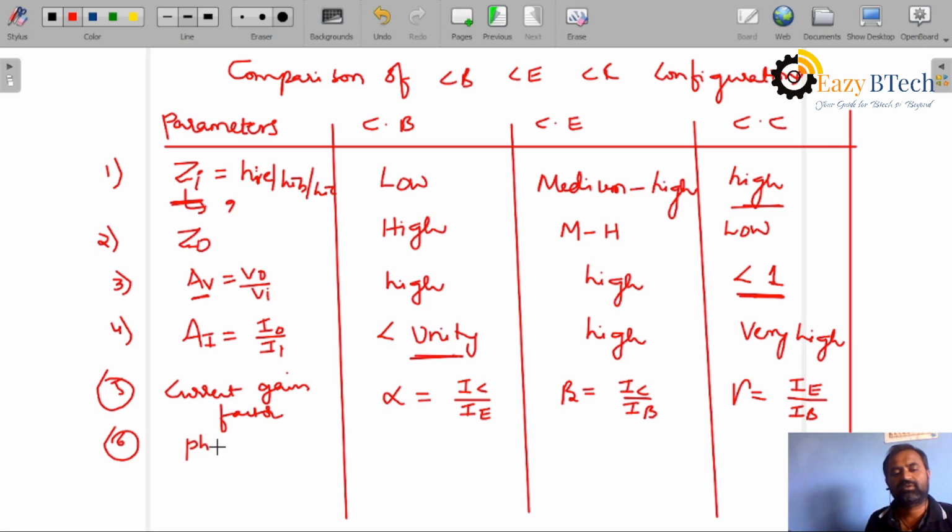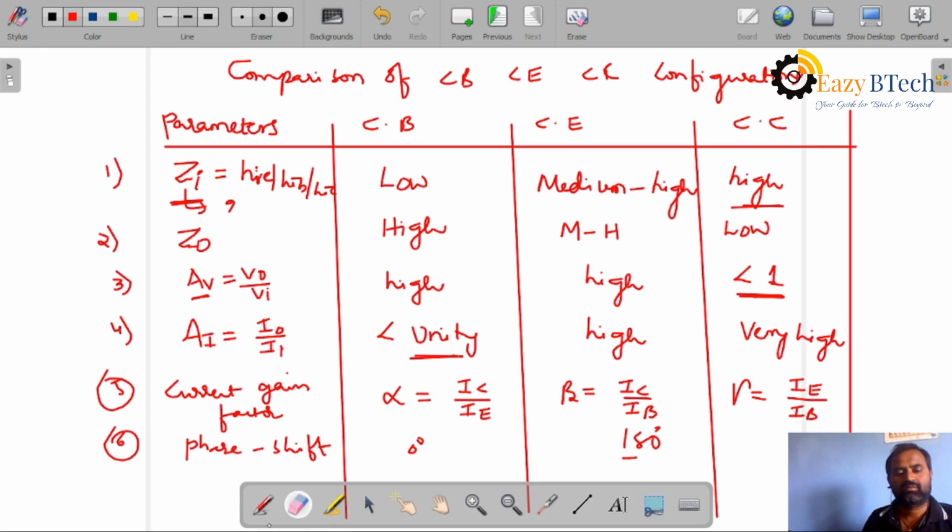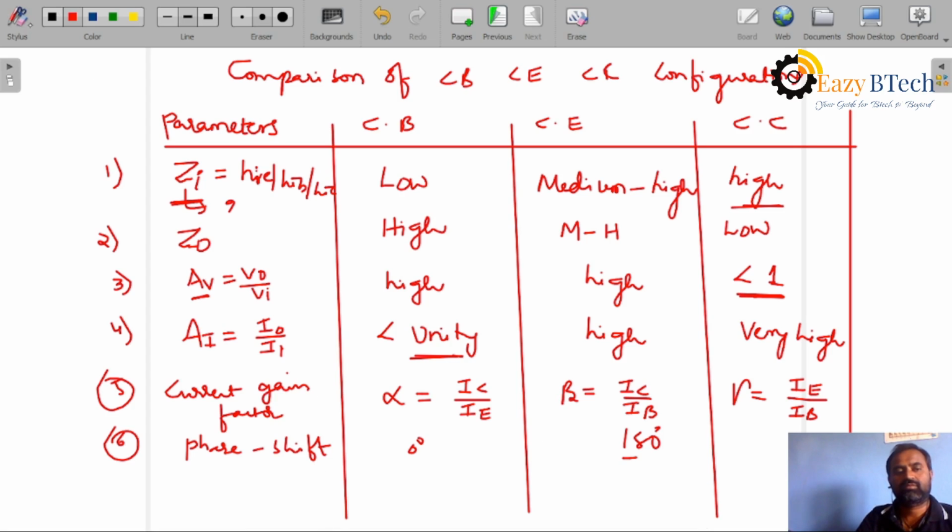Next, phase shift. For common base it is 0 degrees. For this it is 180 degrees. For this it is 0 degrees.